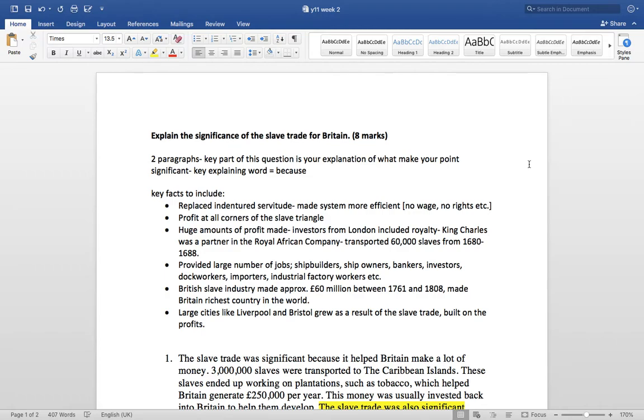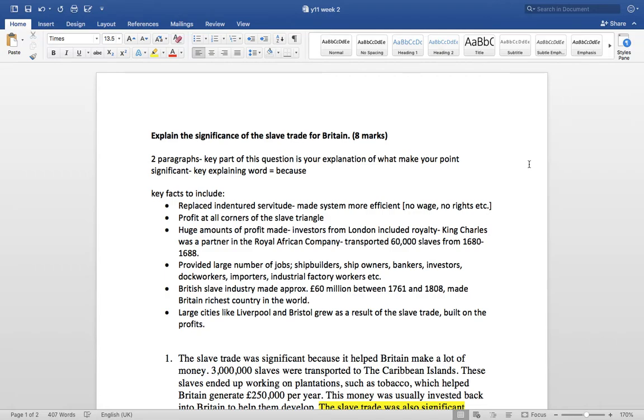So if I was given this question in an exam, these are the things that I could include in an answer about the significance of the slave trade for Britain. I might say that it replaced indentured servitude and it made the system more efficient. We know that indentured servitude was not working, and the use of slaves was seen as a lot more efficient for British slave owners and plantation owners, mainly because of things like you don't have to pay them, they have no rights, and again there's a lot of other arguments that you could include there.